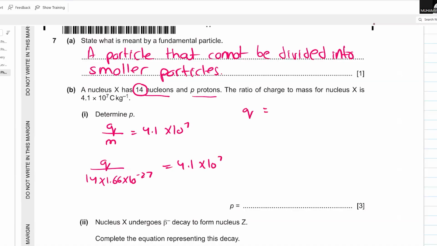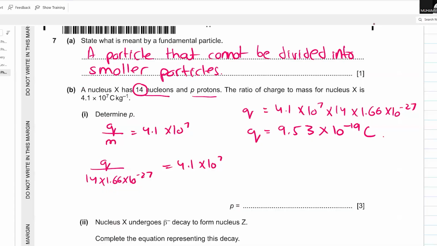Can you calculate the charge here? Yes, charge is equal to 4.1 into 10 raised to the power of 7 into 14 into 1.66 into 10 raised to the power of minus 27. What does your total charge come out to be? Let's calculate. This comes out to be 9.53 into 10 raised to the power of minus 19. This is the total charge on the nucleus.